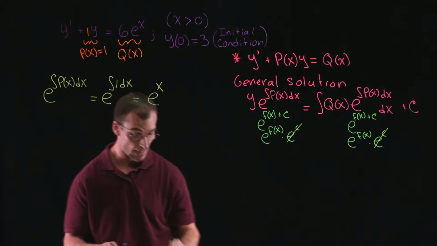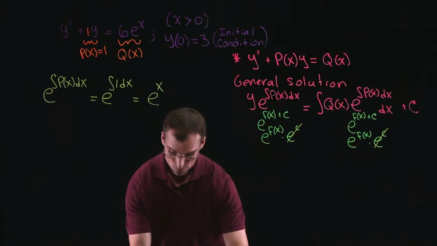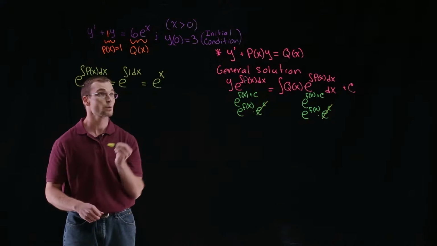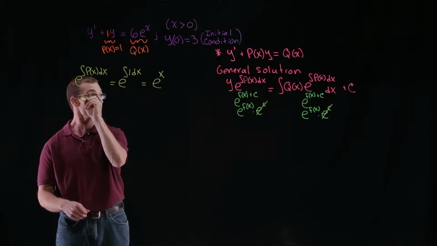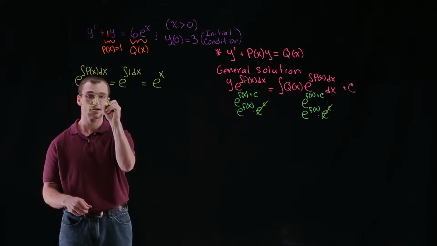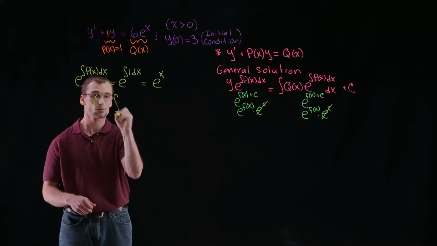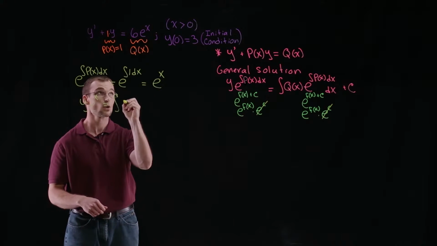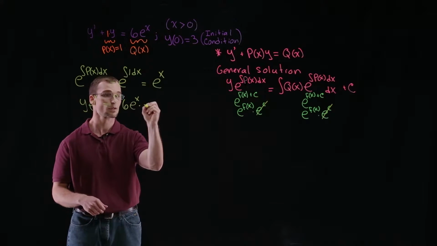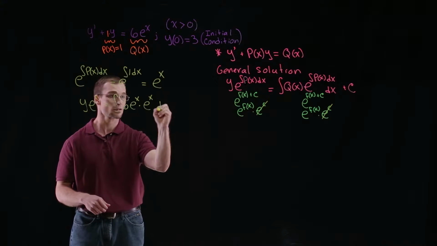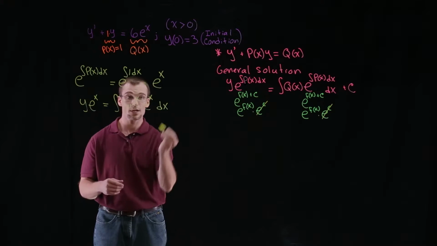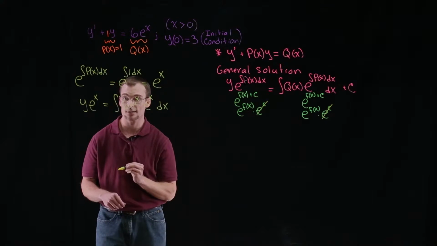So we'll leave it as e to the x. Okay, so now to proceed, e to our integral of p(x) dx is equal to e to the x. So the left-hand side of our general solution is going to look like y times e to the x. And this is equal to the integral of q(x), or 6 times e to the x, times e to the x dx. All right. Now to continue here, we have to evaluate this integral on the right-hand side.